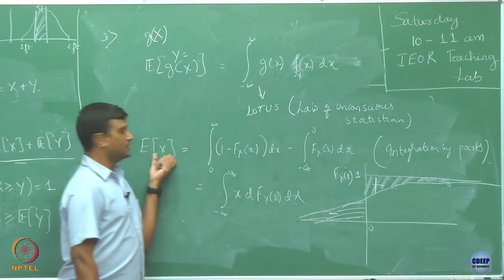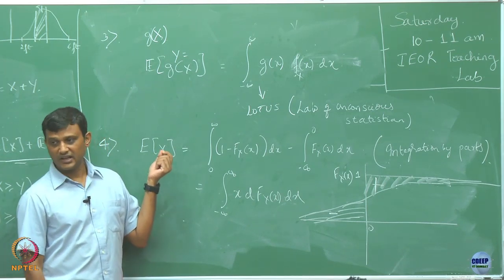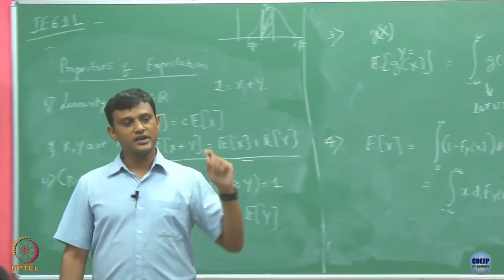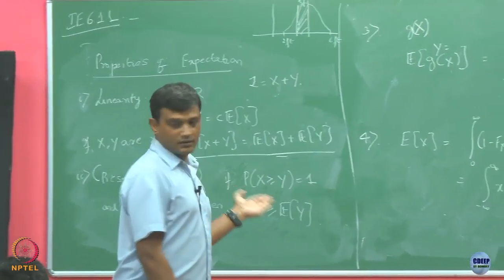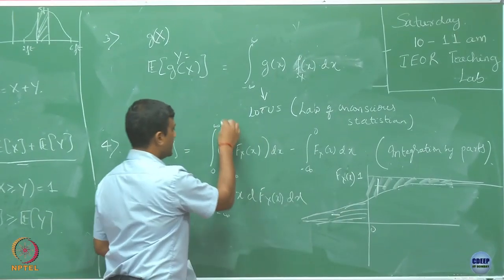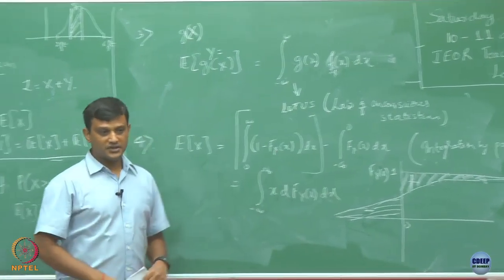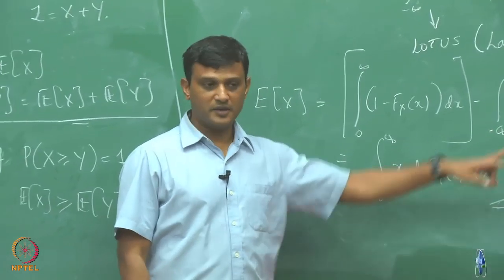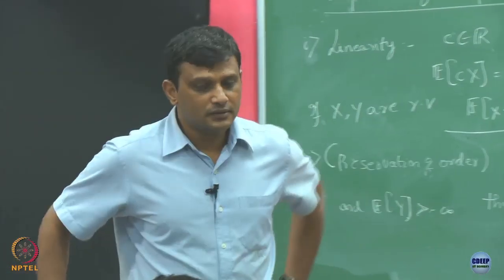Then this is going to be the expected value of your random variable x. Suppose your random variable x is such that it only takes positive values, not negative values. Then this part won't be there, right? And in this case your expectation is simply going to be this part, which is a much simpler version, right? You are just integrating the complementary area of your CDF in this interval. That is the expectation in terms of the CDF.